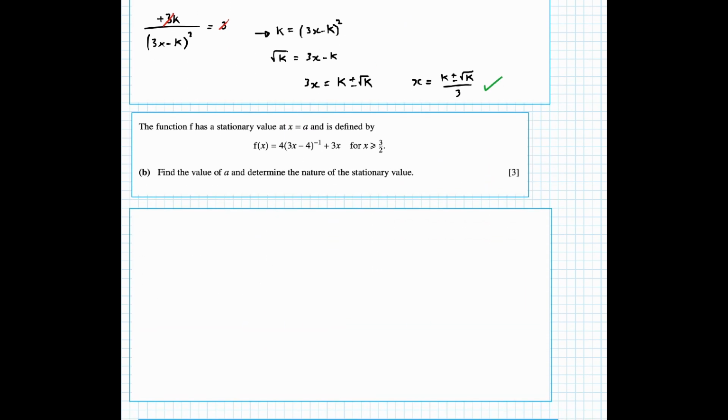Okay, next part. We're actually given now a value for k. So if k is equal to 4, find the value of a and determine the nature. So again, determining the nature, we're going to have to derive it, to find a derivative, and do that again. So x is equal to a. So in comparison, we have 4 plus or minus root 4 over 3, just based on our answer from the previous question, is equal to 2. And we know that x is greater or equal to 3 over 2 or 1.5. So let's find a derivative and then the second derivative of that as well.